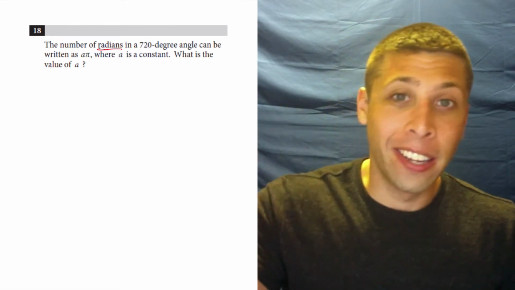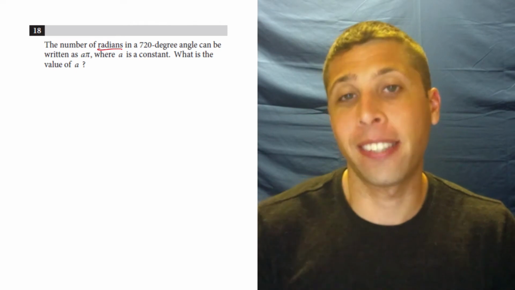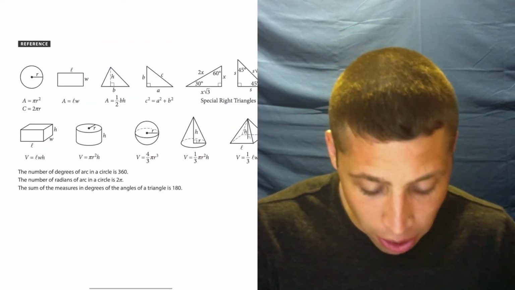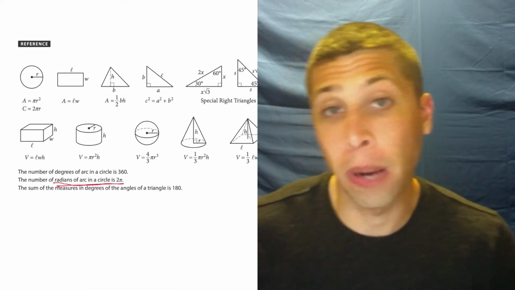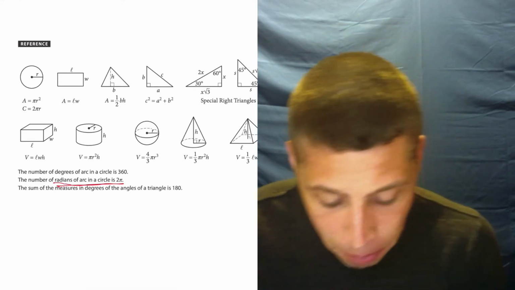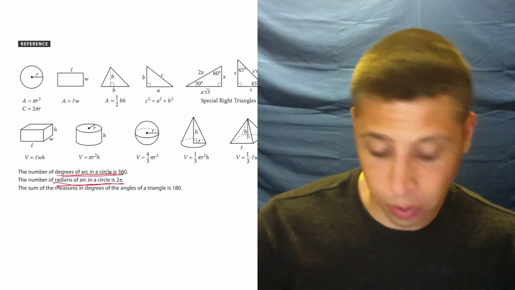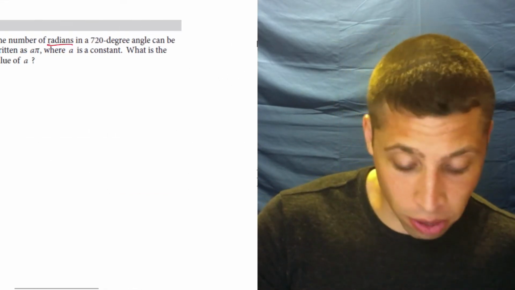But the SAT gives us a bunch of geometry formulas. Flip there. Flip to the beginning of that section. See if there's anything that might help you. And if we go there, look, they talk about radians. The radians of arc in a circle is 2 pi. And they compare that to the number of degrees in a circle, which we hopefully knew was 360. So there's a relationship that we can use to solve this question.